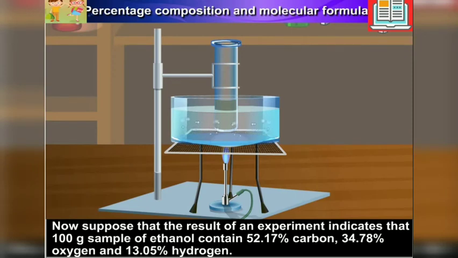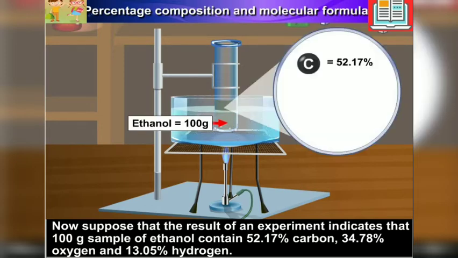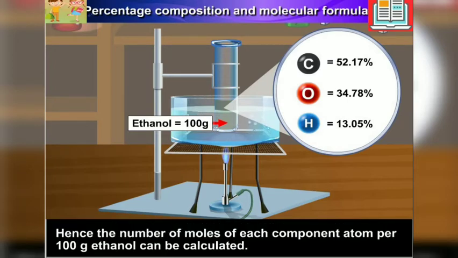Now suppose that the result of an experiment indicates that a 100 gram sample of ethanol contains 52.17% carbon, 34.78% oxygen, and 13.05% hydrogen. Hence the number of moles of each component atom per 100 grams of ethanol can be calculated.